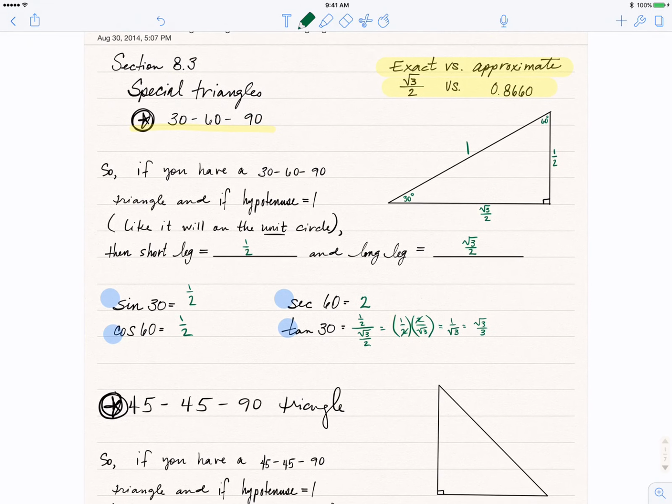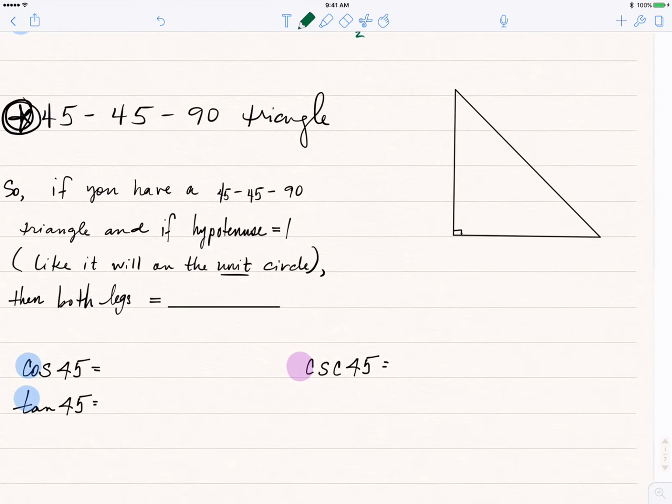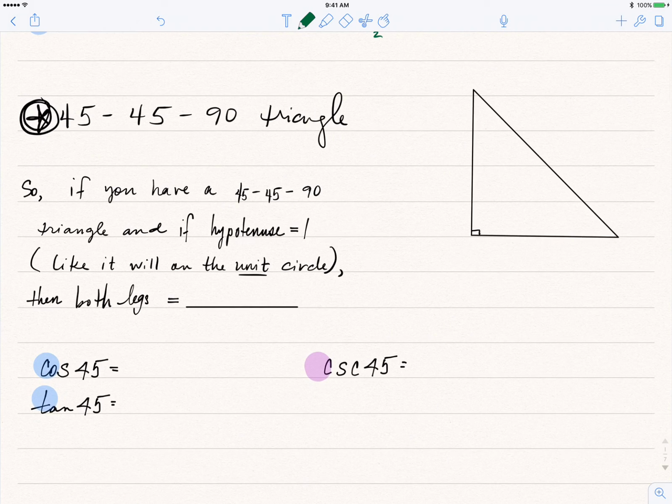That's the first kind of special triangle. The second special triangle is going to be the 45, 45, 90 triangle. So in this case, you can tell I've already marked the 90-degree angle. That leaves the other two angles to be 45 degrees.